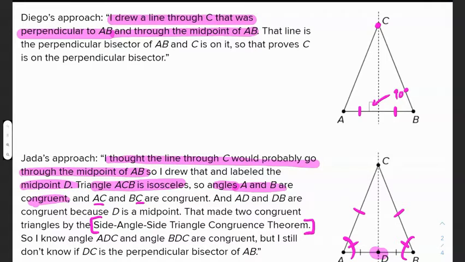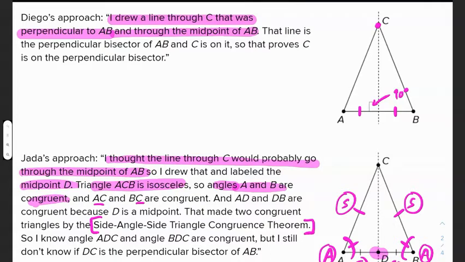She knows AD and BD are the same, or congruent to each other, right? So she's got two pairs of congruent sides. She knows that she has this angle and this angle being congruent to each other, and then these two sides by the definition of an isosceles triangle. So she definitely has the side-angle-side triangle congruency theorem. So she's actually looking at this as two triangles. There are technically two triangles after she draws the perpendicular bisector.